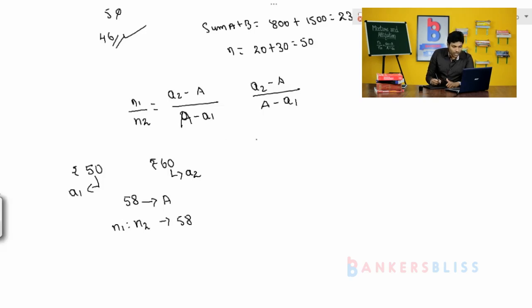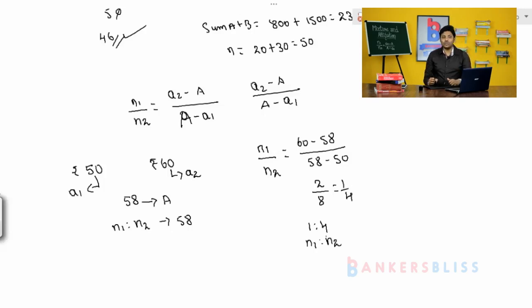So go through the formula, N1 by N2 is equal to A2, means 60 minus 58, divided by 58 minus 50, that is A1. So 60 minus 58, that is 2, divided by 8, that is 1 by 4, that is 1:4, means N1 is to N2 is equal to 1:4. So you have to mix in the ratio of 1:4, means 50 rupees 1 kg, 60 rupees 4 kg. If you mix like that, in the end you are going to get 58 rupees per kg.